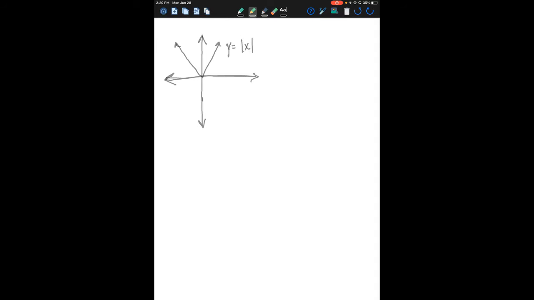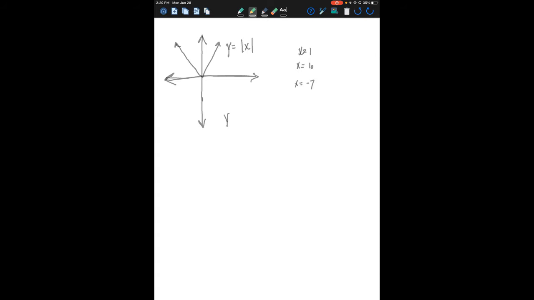So this function we have here is a very basic absolute value function. It's y equals the absolute value of x, and x could be any number. x could be 1, x could be 10, x could be -7, it could be any number. Remember, whatever you put in the absolute value comes out positive. If you put a negative number in the absolute value sign, it comes out as positive. If you put a positive number, it comes out as positive.